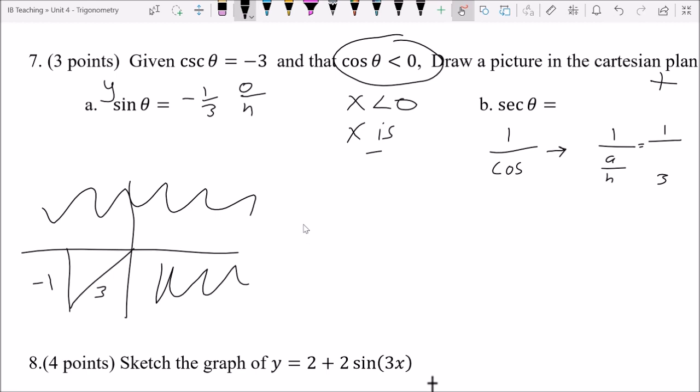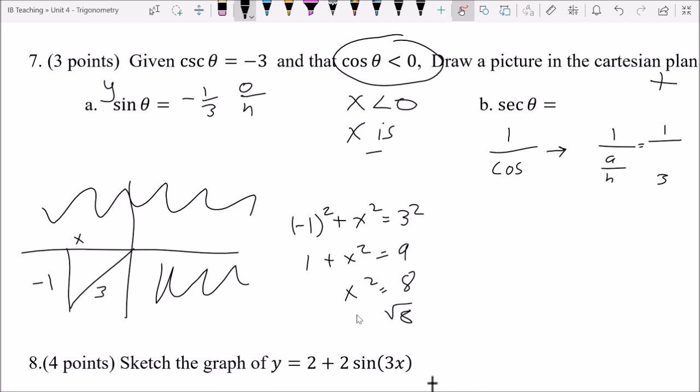A lot of you did this well. You set up the Pythagorean theorem. So 1 squared plus, we'll call it x, and that makes sense. It's left and right. 1 squared plus x squared equals 3 squared. So we get 1 plus x squared equals 9, or x squared equals 8. So we get a root 8.